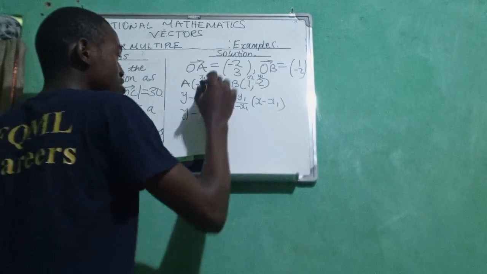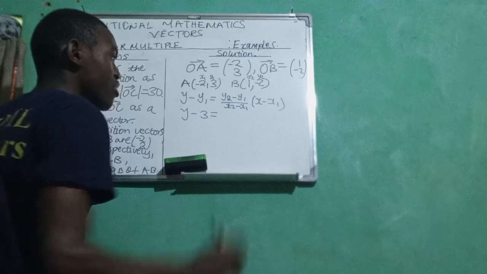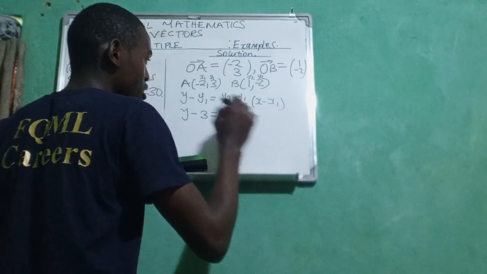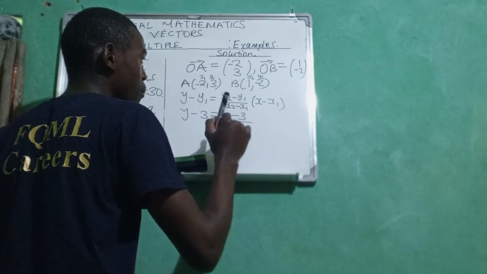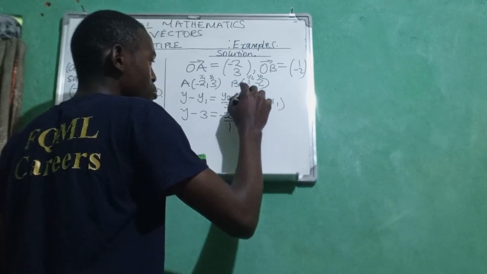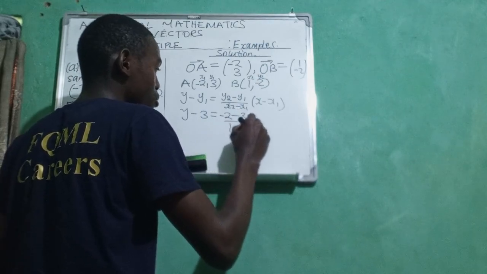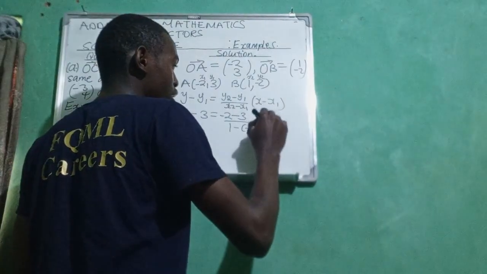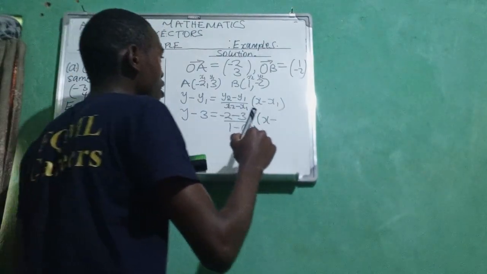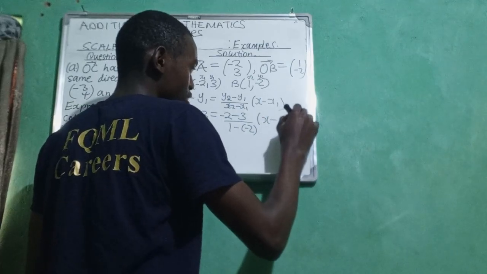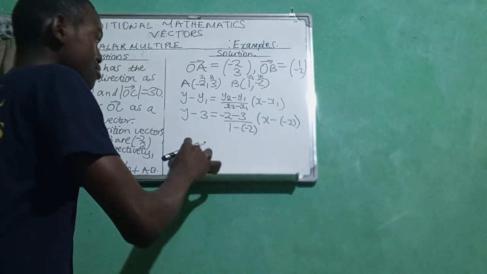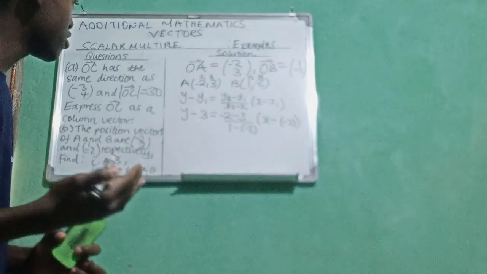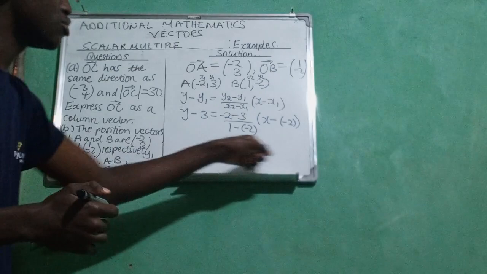y minus y1 is simply the 3 there, and then y2 is the -2 minus y1 which is 3, so -2 minus 3. x2 is +1, x1 is a -2, so be careful: you put the negative in brackets. And then x minus x1 is the negative 2, you put it in the brackets, like that. You can call them parentheses. So you just continue now.